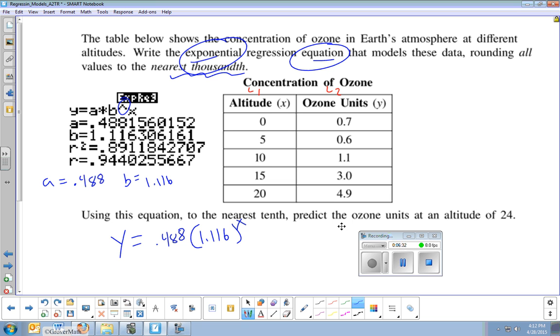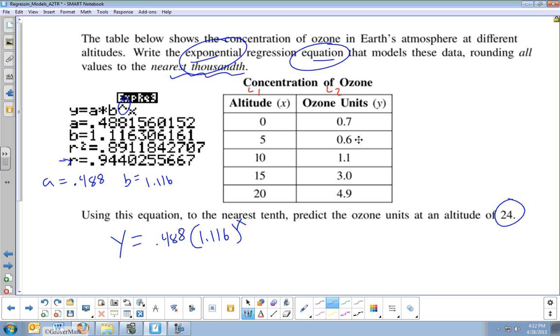So there's your equation, and a lot of times that's all the problem wants, is they want you just to type it in and go from there. You still get an R value on some of these, but we don't really talk about the correlation coefficient with anything besides linear, at least at this level of statistics. But often these questions will have a part B like this: using this equation, predict the ozone units at an altitude of 24. So the altitude is our x. So that means we're going to plug in an x value of 24.